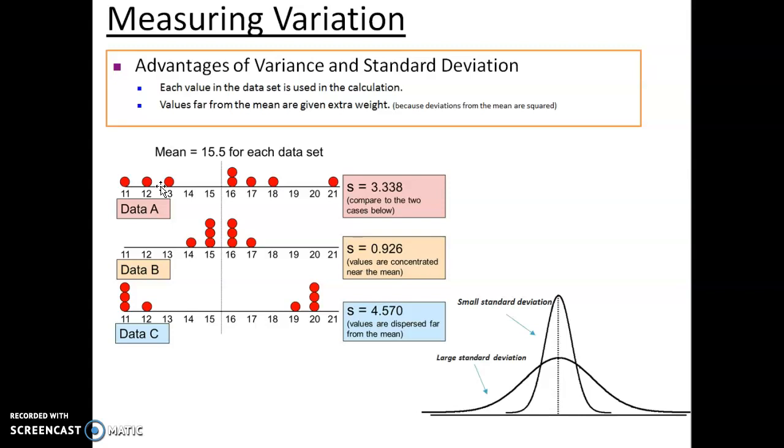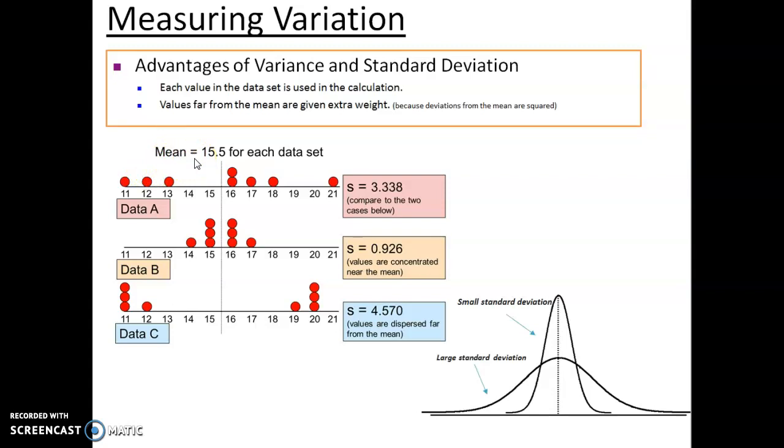Now, when we calculated the variance, you'll recall that we took each of our data points and found how far they lie from the mean, right? So we took 11 minus 15.5 and then squared it. And we took 12 minus 15.5 and then squared it, and so on and so forth. By squaring those deviations from the mean, we accomplish two things.